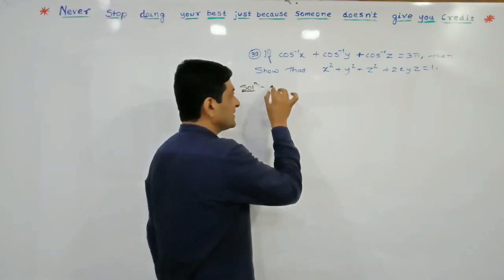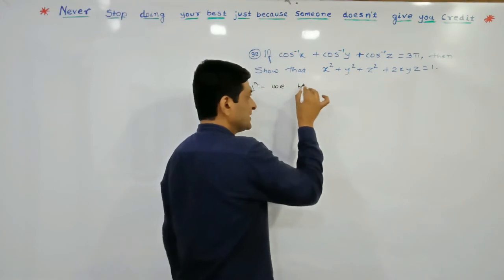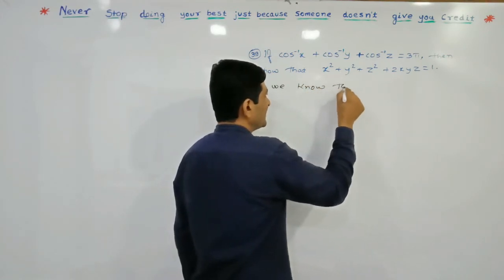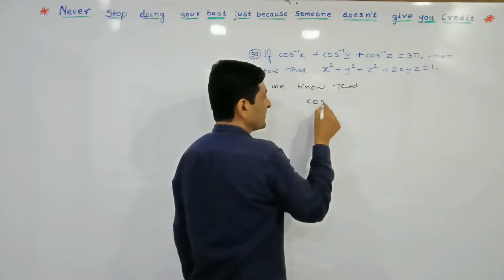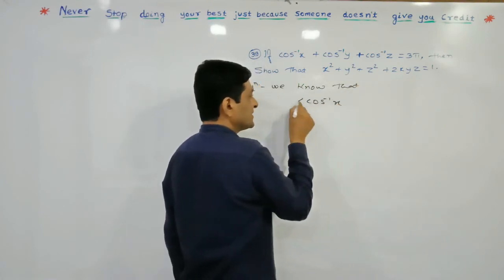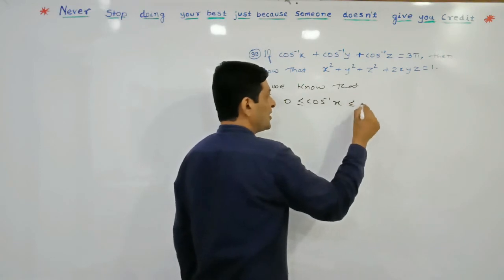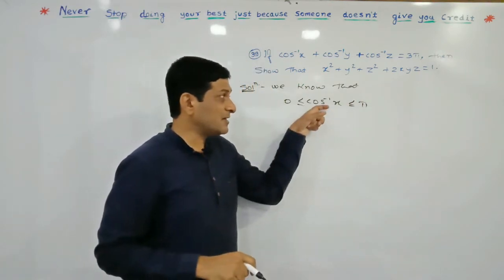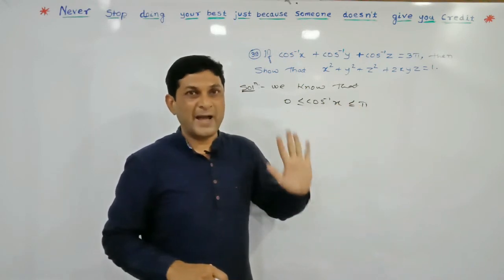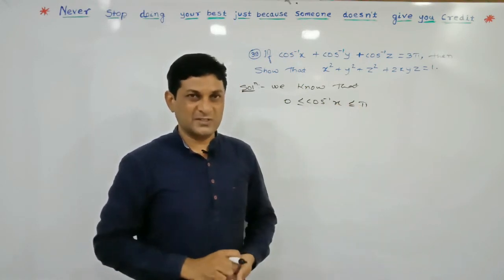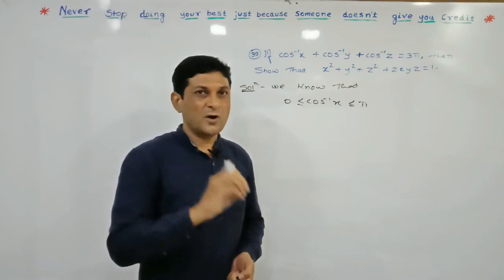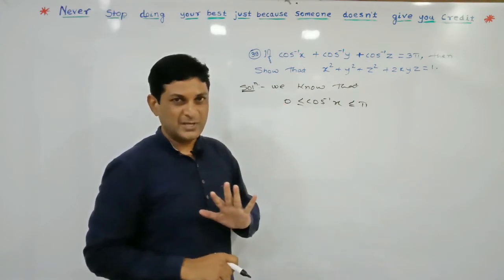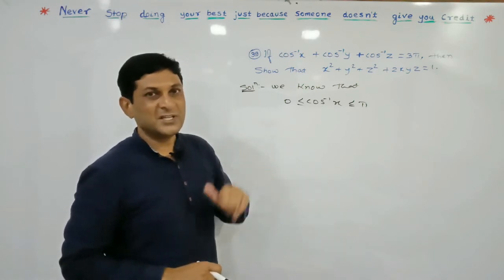And one result related with cos inverse, let us revise that result. We know that the range of cos inverse is between 0 to pi. Means, what is the greatest value of cos inverse? The greatest value of cos inverse is pi. The value of cos inverse of x cannot be greater than pi. And the smallest value will be equal to 0. Getting it?